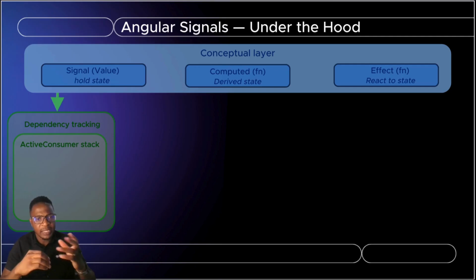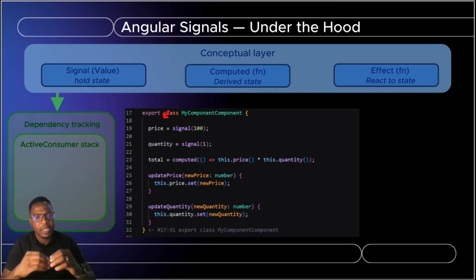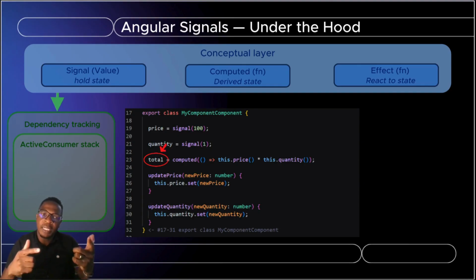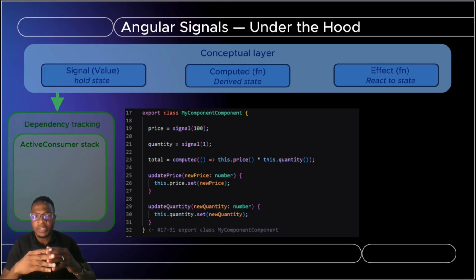With this in mind, let's take a look at this example here. Whenever we update either price or quantity using the updatePrice or updateQuantity method, the total signal will automatically recalculate and reflect the new total without needing any manual intervention. This demonstrates how signals can be used to create reactive state and automatically update derived values, making it easier to manage state and keep our UI in sync with the underlying data.